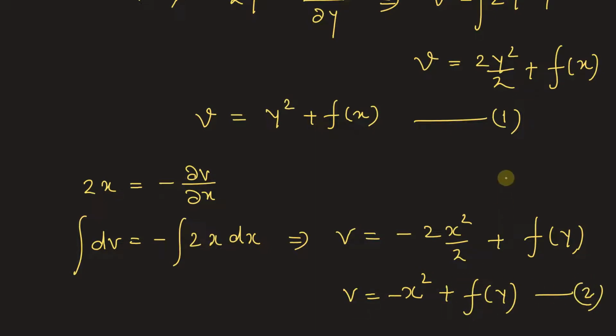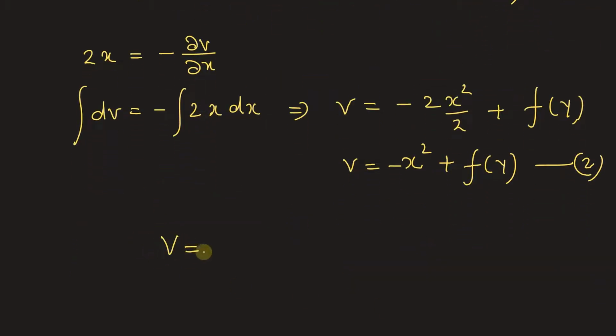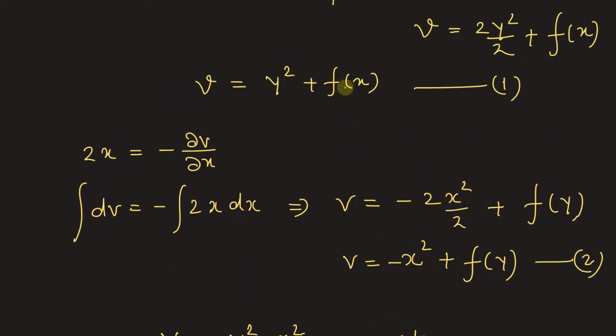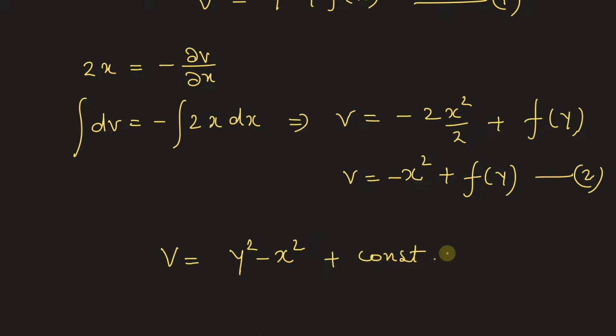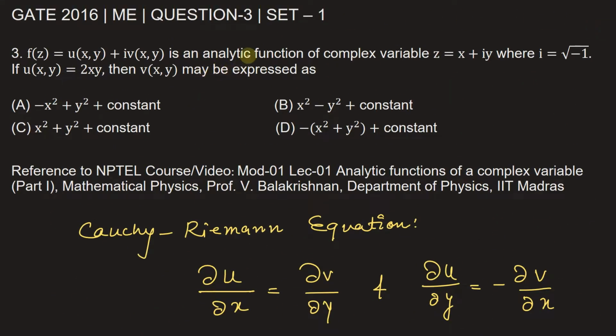Now, if we compare equation number 1 and equation number 2, we can write v is equal to y square minus x square plus some constant. Okay, because f is a function of y in the second equation and in the first equation f is a function of x. So if we compare, we are getting this, and there will be some other constant to satisfy this equation. Now let's get back to the problem. So the correct option here is option A.